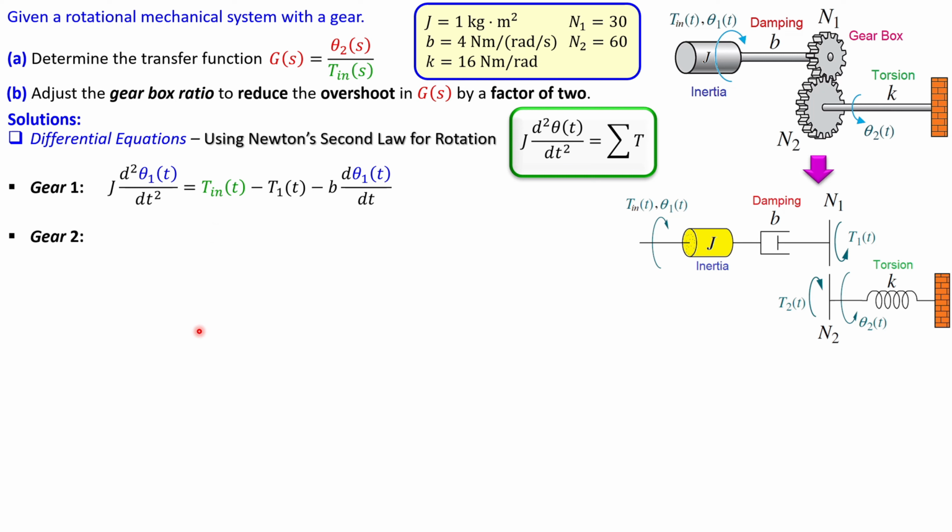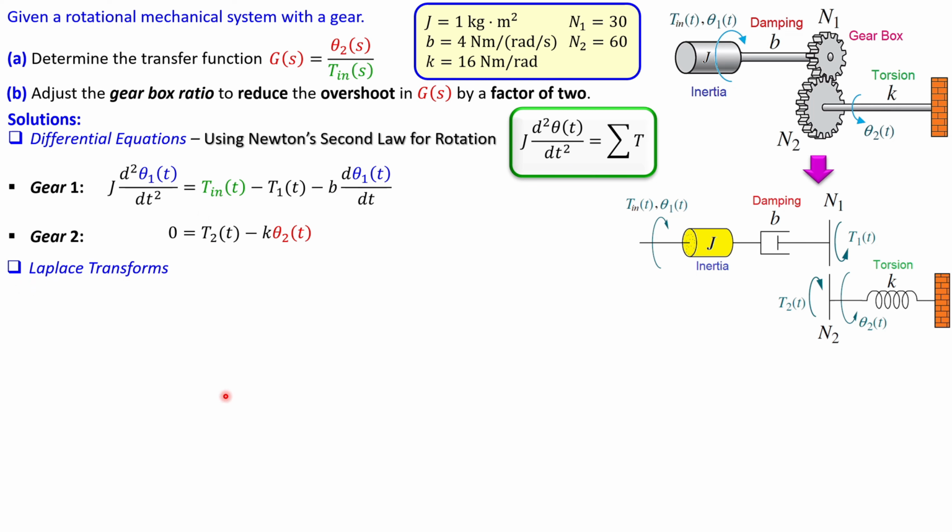Now in the same fashion you can do it for gear 2, but since there's no moment of inertia for this part, we can just say that 0 is equal to T2, because that goes in this direction, but the spring will fight that back. That's why we have minus K times theta 2. So we now have the differential equations we require, the gear 1 part and the gear 2 part. Okay, now let's move on and transform these into the Laplace domain, or the S domain.